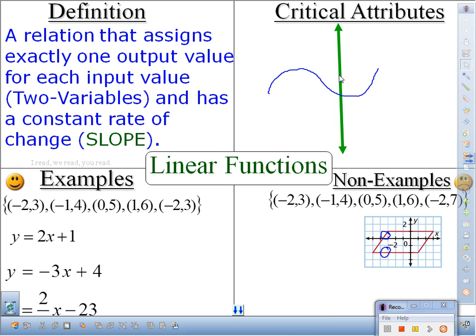Watch. You can't test it horizontal. That's why it's called the vertical line test. It's a vertical line, right? Isn't this a vertical line? Yeah, that's why this is called a vertical line test.